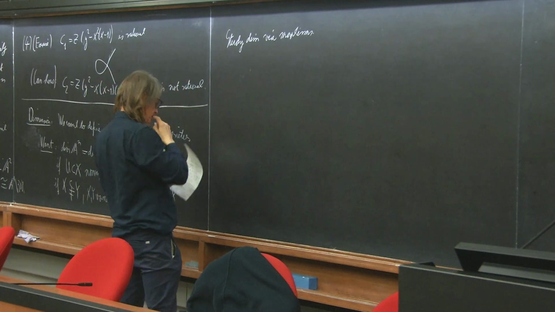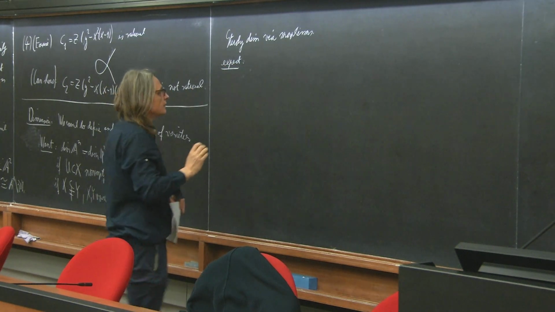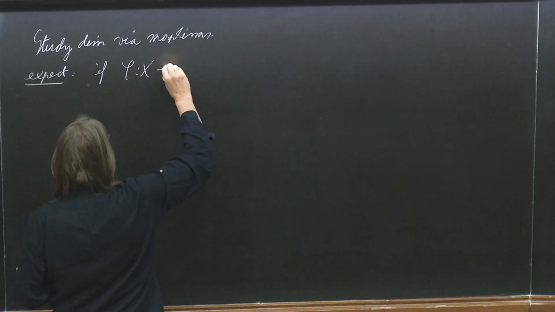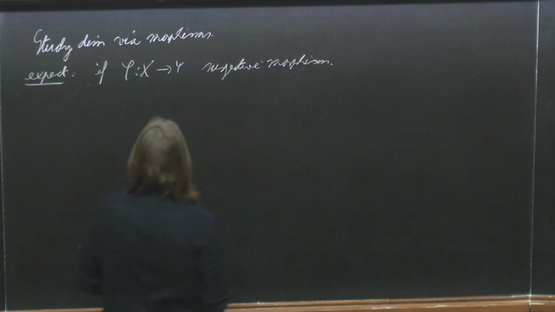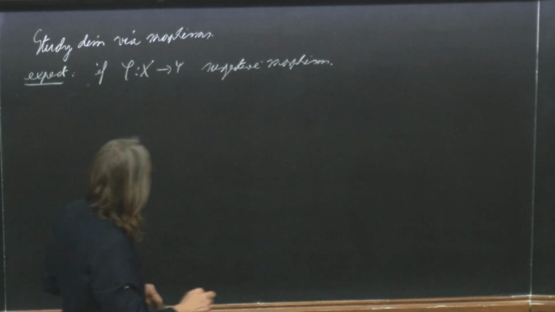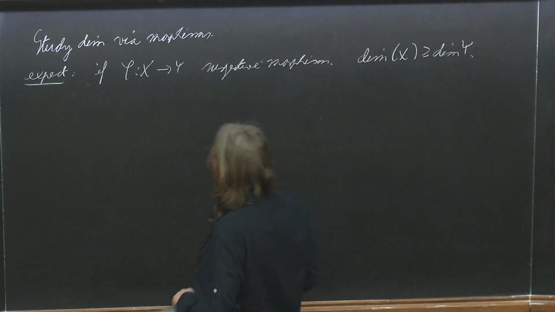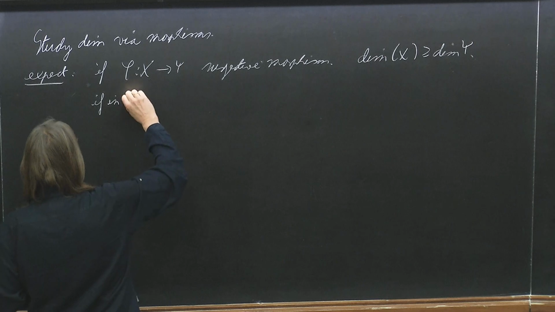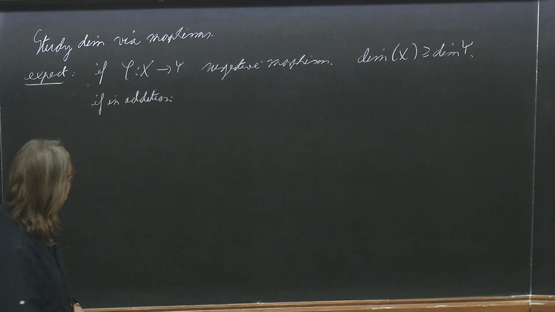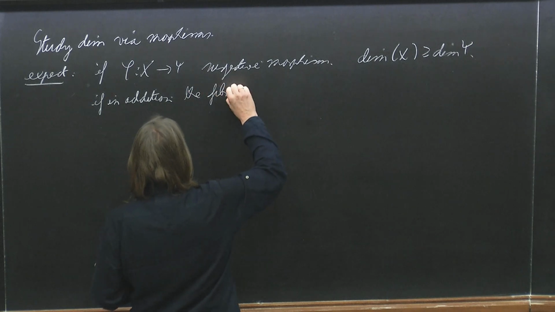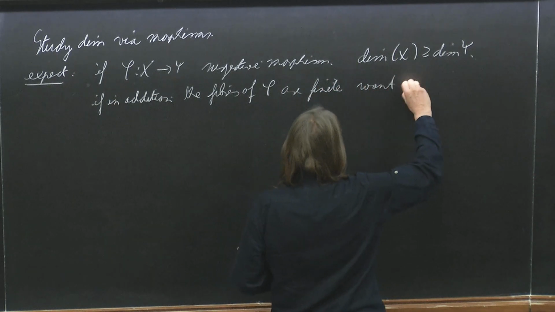So you would expect, if we have the correct definition of dimension, that if, say, X to Y is a surjective morphism, somehow X looks like it's bigger than Y, so we want that the dimension of X is bigger or equal to that of Y. And if in addition the fibers of this morphism are all finite, then the dimensions should be the same.